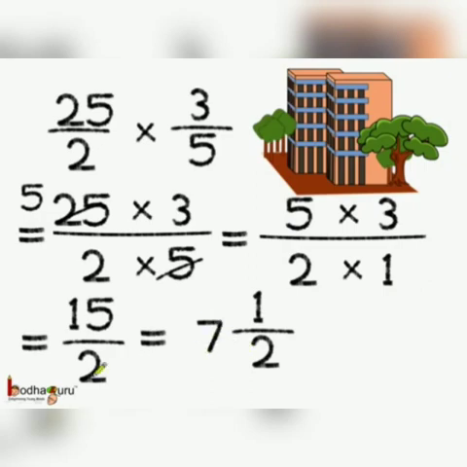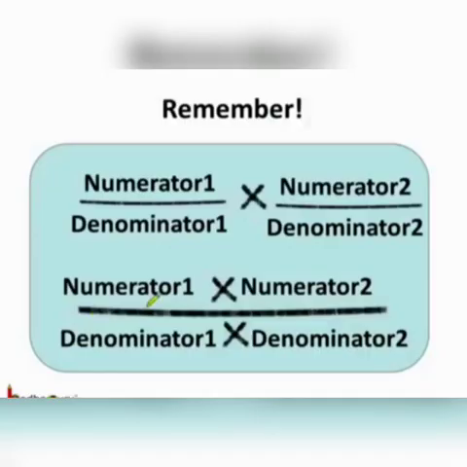How did we do this? We divided 15 by 2. 2 sevens are 14 and the remainder is 1. So 7.5 meters is the height of the tree, which we found by multiplication. So students, remember that while multiplying a fraction with another fraction, you have to multiply both the numerators, then you have to multiply both the denominators. Then finally we get the product of numerators upon product of denominators. So this is about the multiplication of fractions.